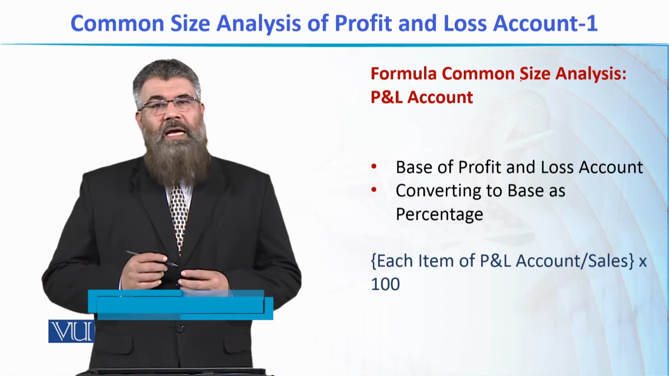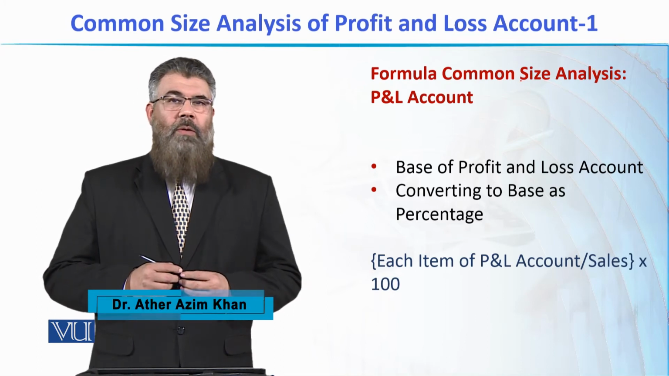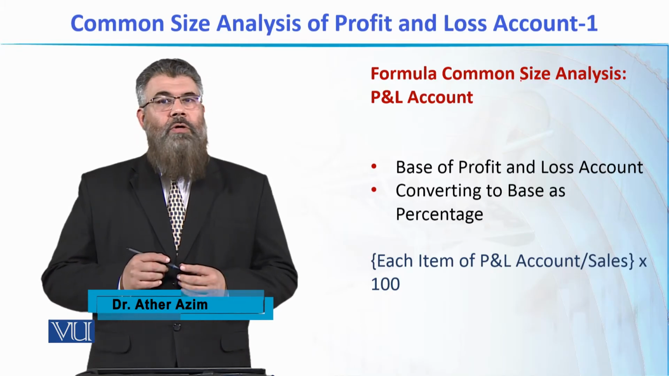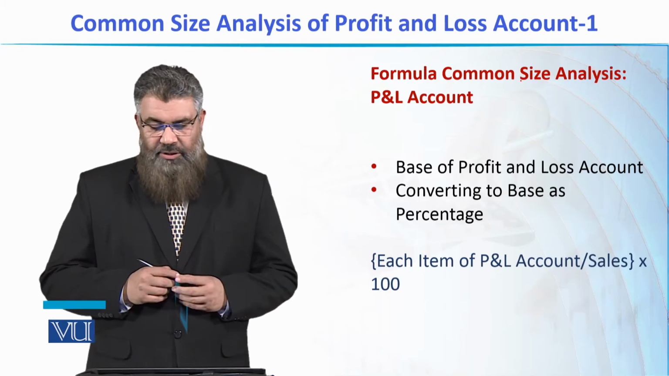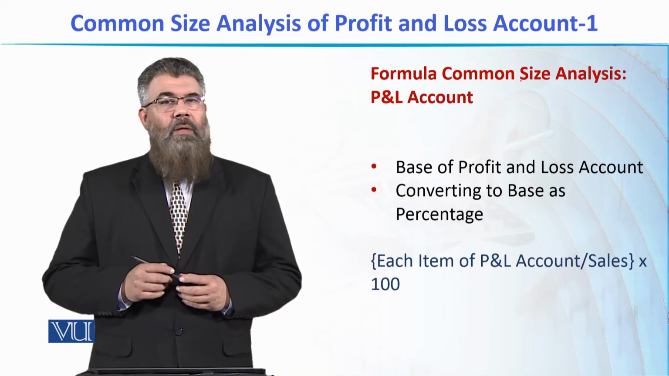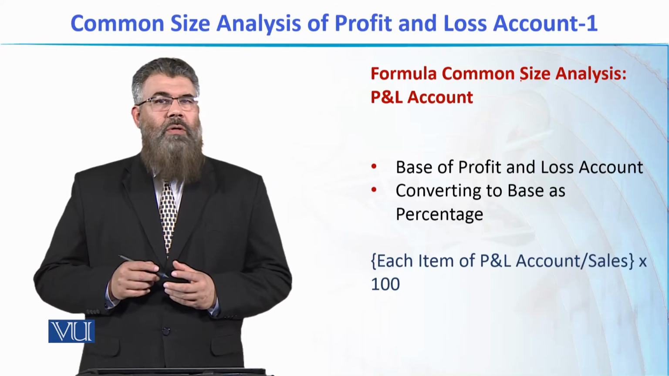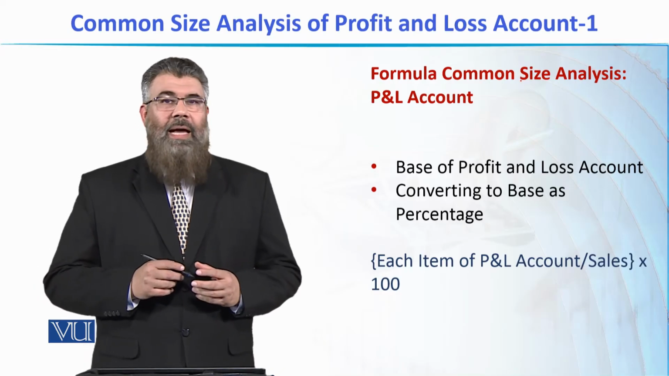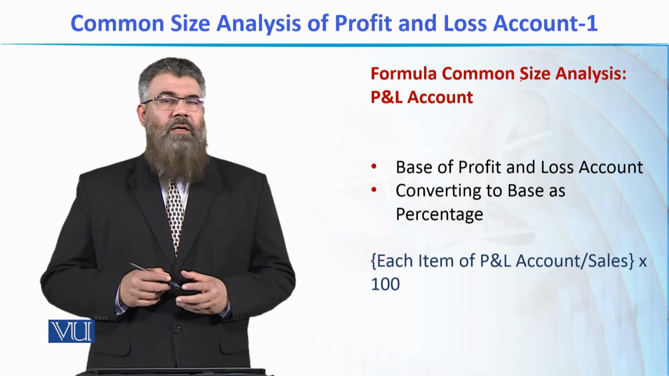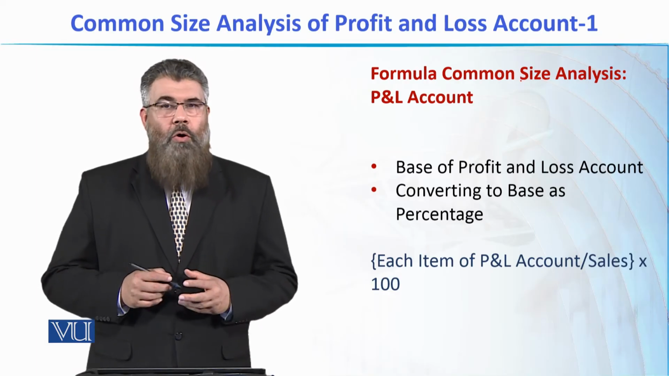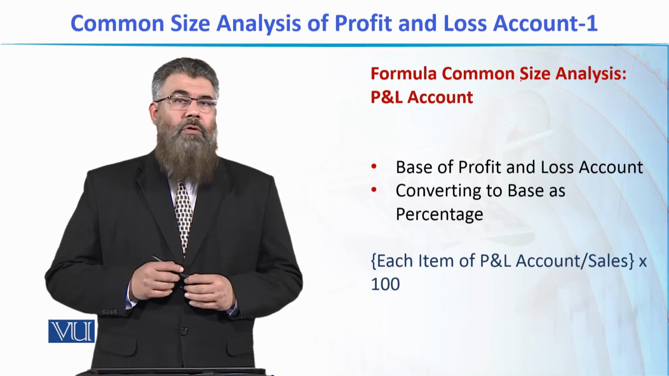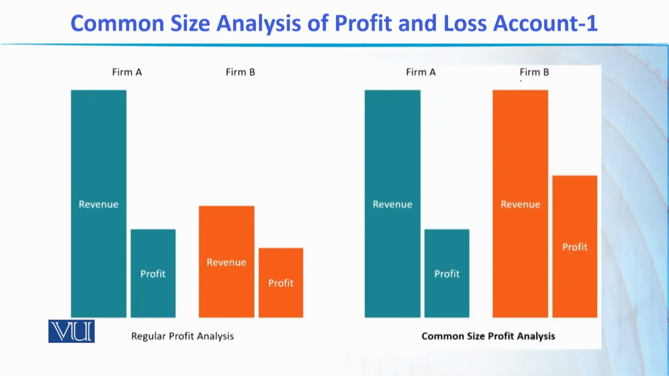So the base value in a profit and loss account's common size analysis is the total sales value, and to convert it to percentage, we divide every item, that is cost of goods sold, marketing expenses, administrative expenses, profit before tax, gross profit, extraordinary items, all by sales and multiply by 100 in order to express them as percentage.